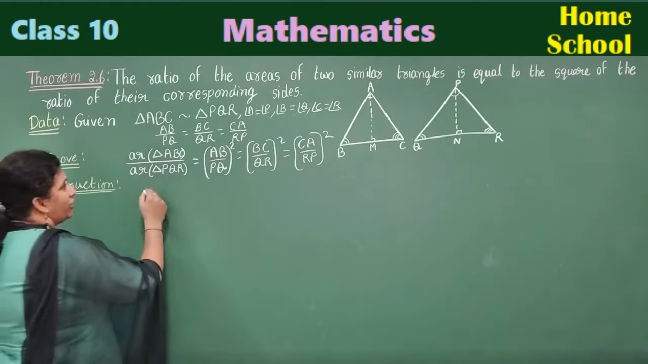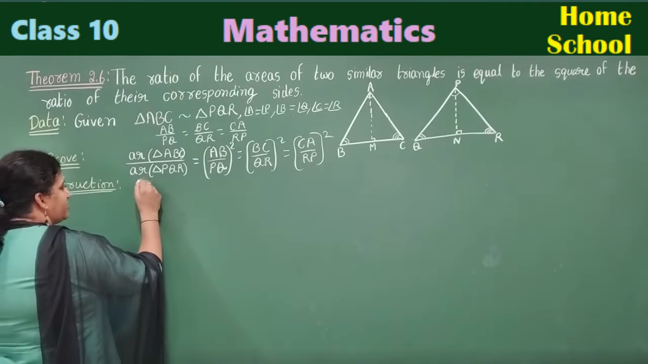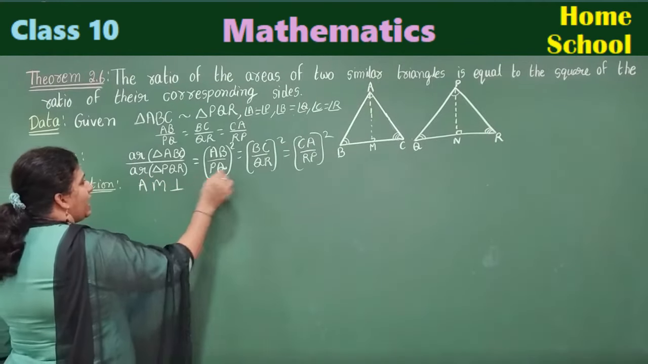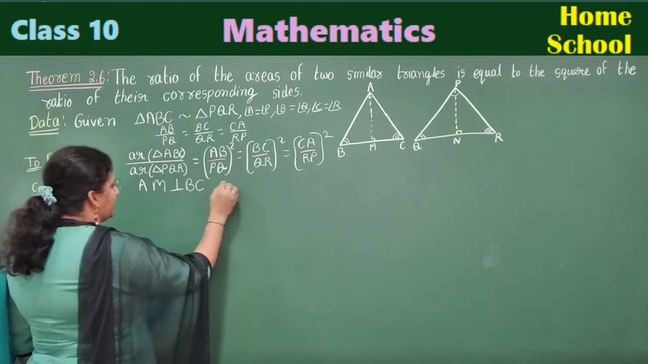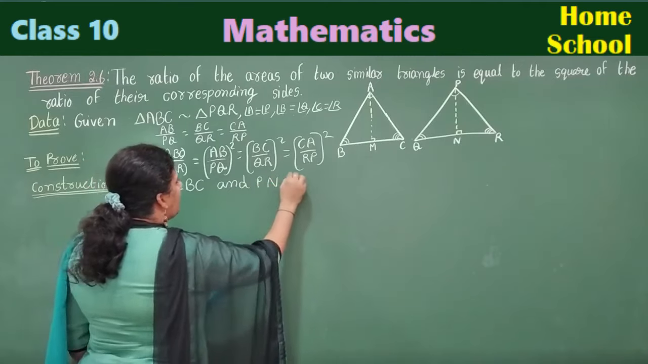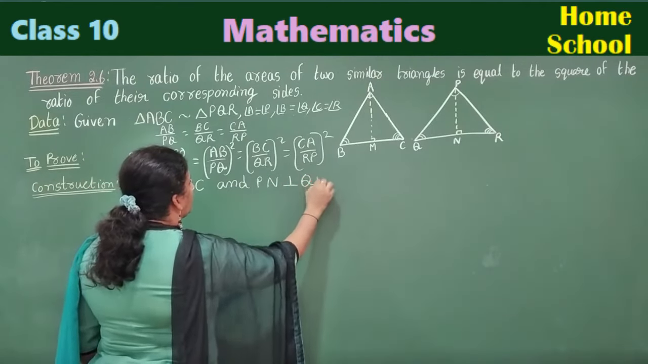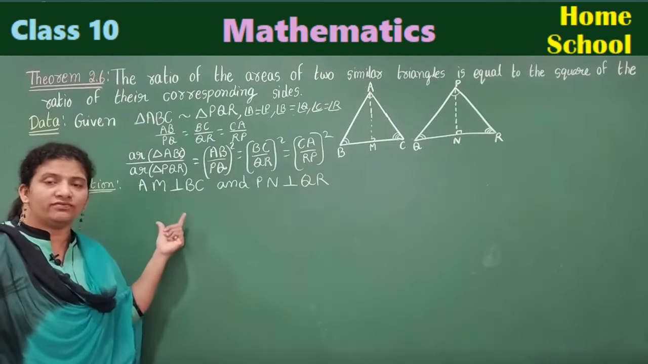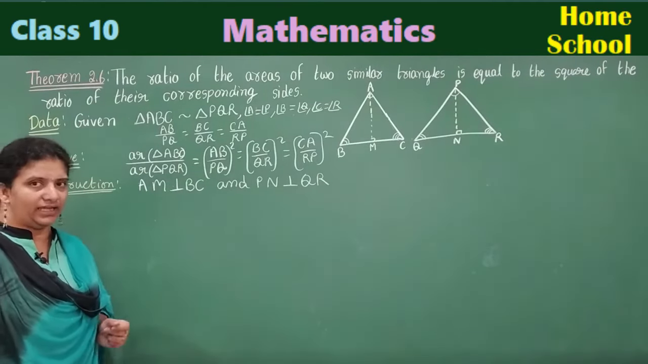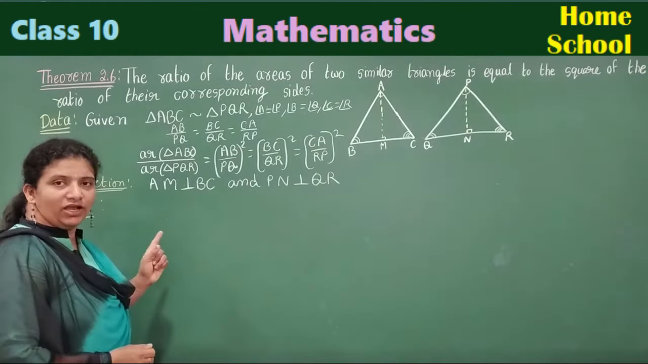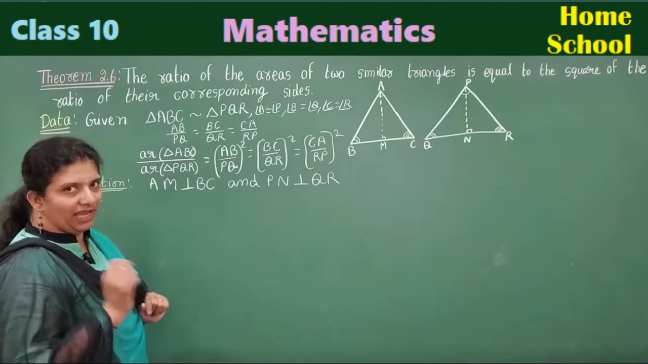In construction, what are you going to write? Construct or draw AM perpendicular to BC and PN perpendicular to QR. Why have we done this, children? In order to find the area of a triangle, we need altitudes, right? So we start our proof with finding the area.